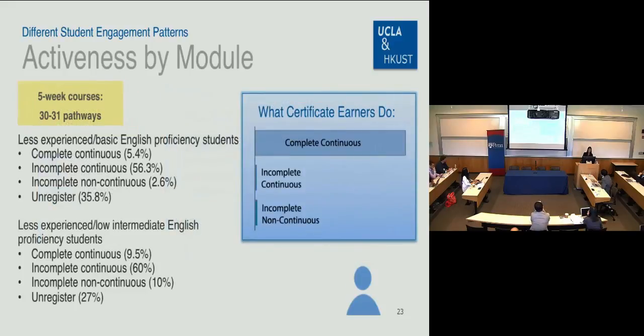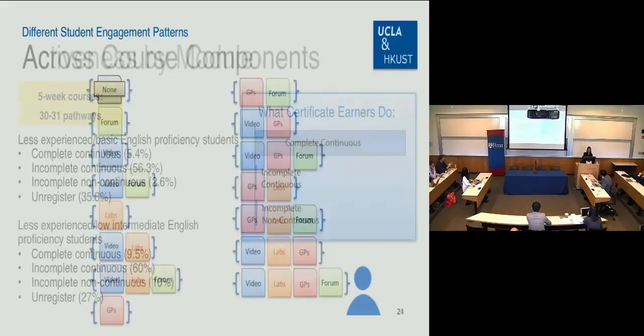So in terms of that cluster again, we see less experienced and basic to low intermediate student proficiency students not doing as well. They're basically doing the opposite of what you would do for completing this course. So something to be aware of.